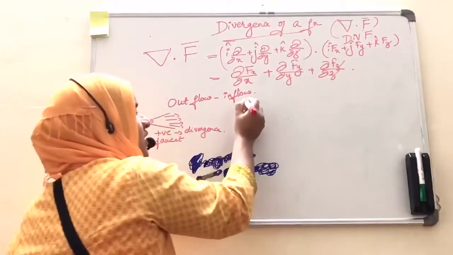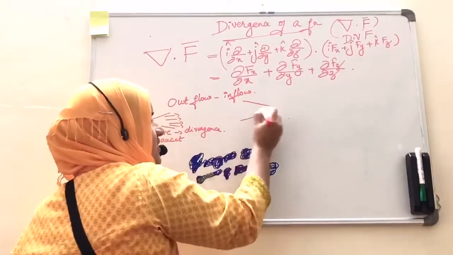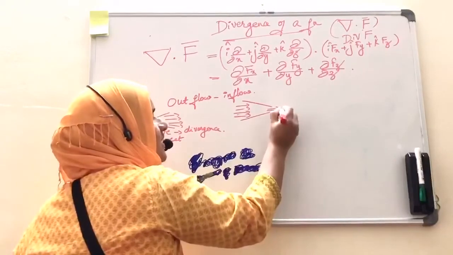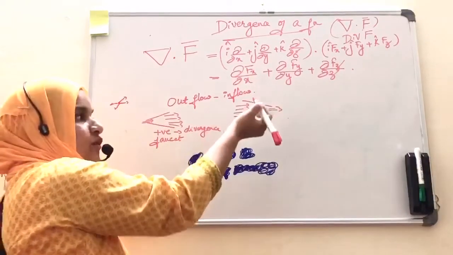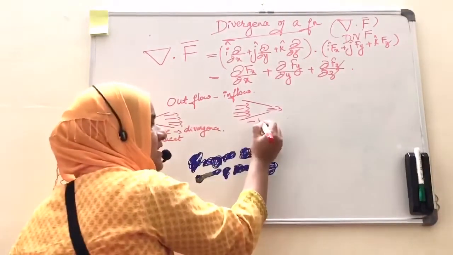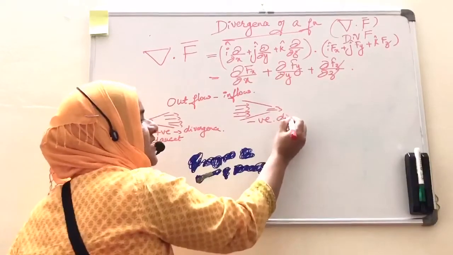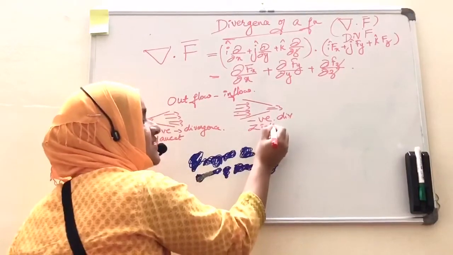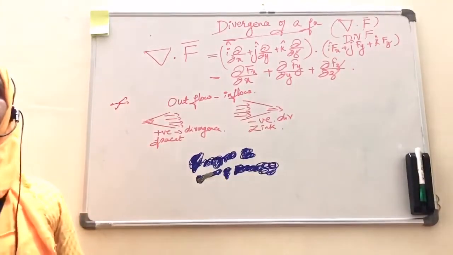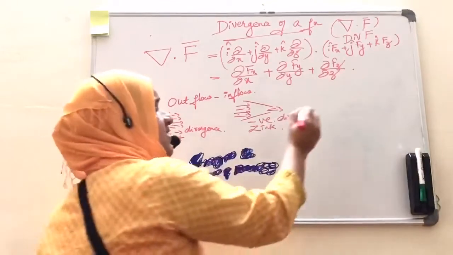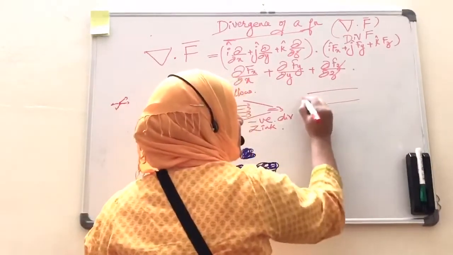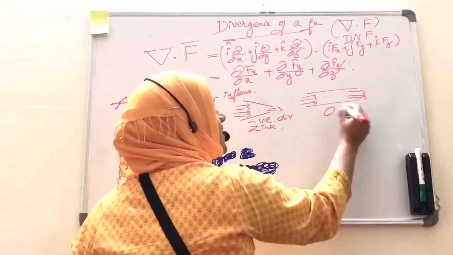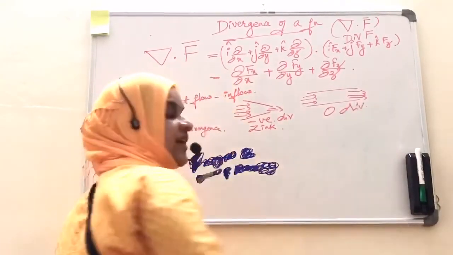Then we will see a case of negative divergence. That is, inflow will be like this and outflow will be like this. Here you can see that net outflow, or outflow minus inflow, will be a negative quantity, and this is an example of negative divergence, and they are called a sink. A sink is an example of negative divergence. Then there are cases of zero divergence also. That is, inflow will be equal to the outflow. Such cases are known as zero divergence.